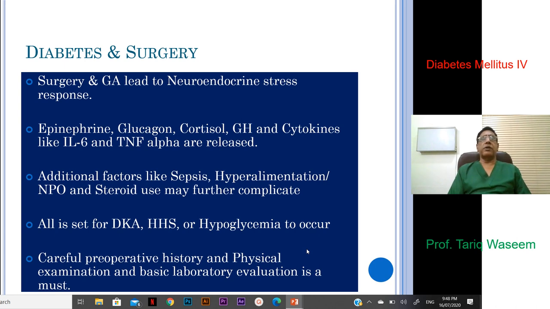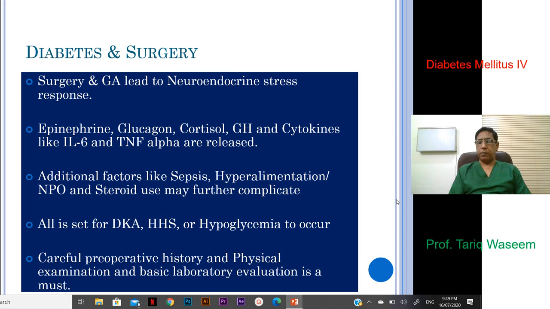Of course, in a surgical patient who requires glycemic control, there are many factors resulting from stress: there is neuroendocrine release and a release of epinephrine, glucagon, cortisol, growth hormone, cytokines, interleukin, TNF, and all these factors are responsible for elevating the blood glucose level. Sepsis and hyperalimentation, the patient being NPO or steroid use may further complicate it. So the setting is all set for the patient who has to undergo surgery to end up in DKA or a hypoglycemic state, or sometimes hypoglycemia may develop because the patient has been NPO.